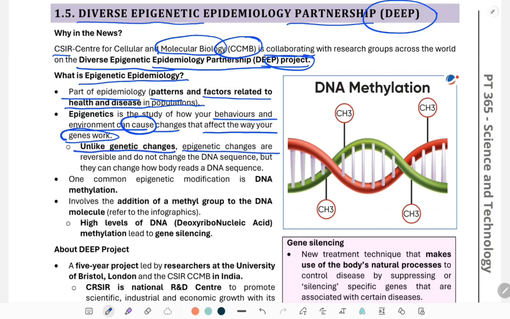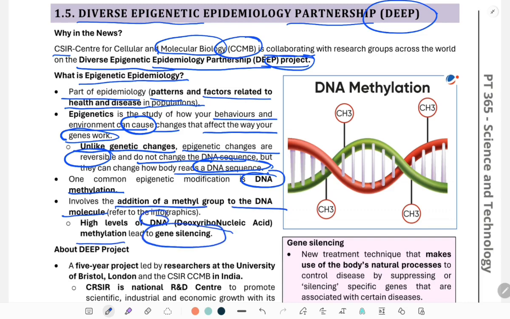Unlike genetic changes, epigenetic changes are reversible and do not change the DNA sequence, but they can change how the body reads the DNA sequence. One common epigenetic modification is DNA methylation, and it involves the addition of a methyl group to the DNA molecule, and a high level of DNA methylation leads to gene silencing.